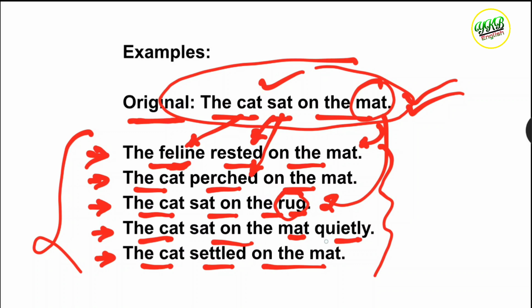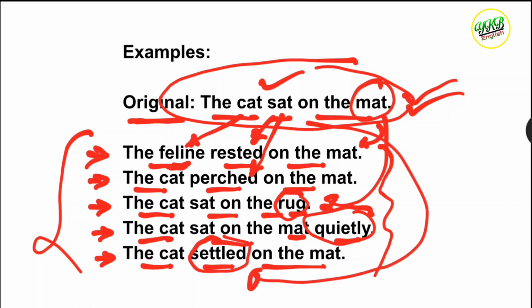Next, The cat sat on the mat quietly. This is only an adjective here. Next, the cat settled means sat, synonyms here, on the mat. I hope you guys understand. You can create new sentences using synonyms.